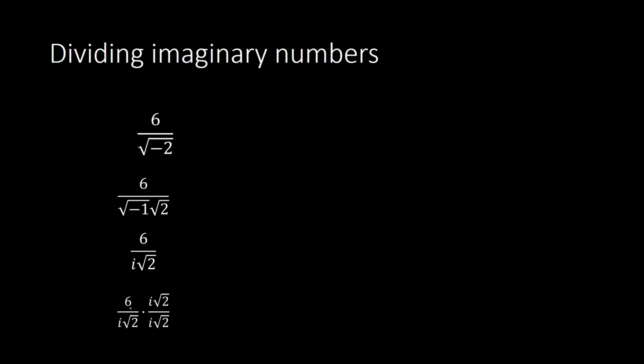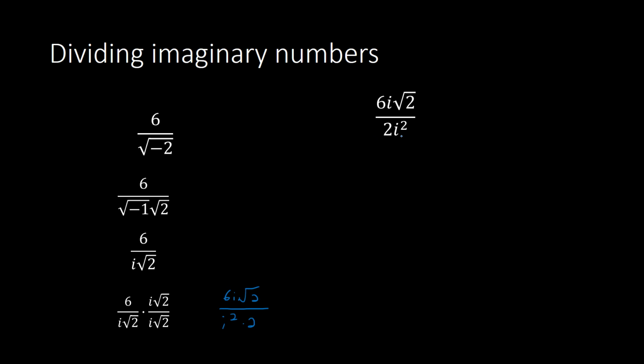So now for the numerator, we have 6 times i times square root of 2, which would be 6i square root of 2. And then the denominator, you have i times i gives you i squared. And the square root of 2 times the square root of 2 would give you the square root of 2 times 2, which would just be 2. So what we have is 6i square root of 2 over 2 times i squared.